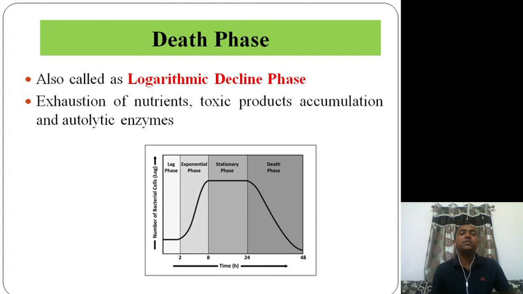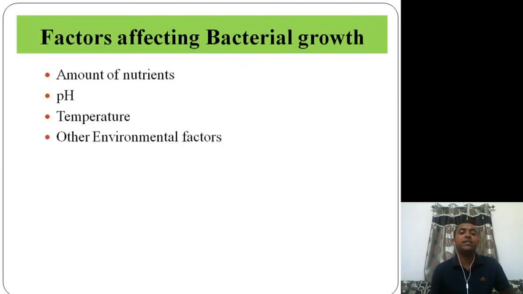So this was, very briefly, all about the four phases of a bacterial growth curve. Let us see some of the factors. Factors affecting bacterial growth include the amount of nutrients. In the log phase nutrients are abundant and the bacteria grow at a faster rate. In the stationary phase there is some depletion of nutrients and some stabilization, and ultimately when nutrients are exhausted, there is a death phase. So nutrients are one of the important factors.